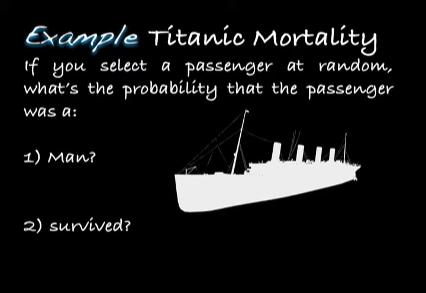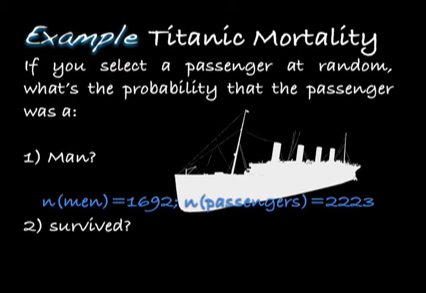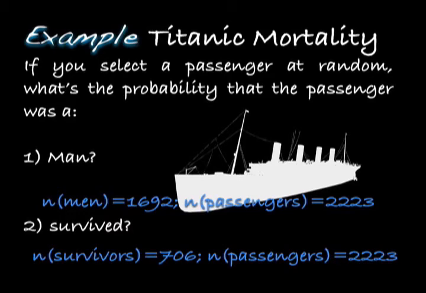The event of being a man, well, there were 1,692 men aboard the Titanic, and there were 2,223 passengers. We can compute the probability. Survivors. There were 706 survivors aboard the Titanic out of the 2,223 passengers. We can also compute this probability.